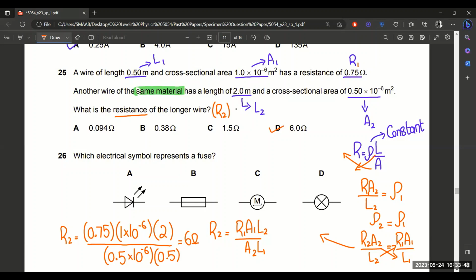So that is the complete calculation for question number 25. And question number 26, which electrical symbol represents a fuse? We just need to identify the symbol of a fuse, and the symbol of a fuse is like a resistor, but there is a straight line passing through the rectangle. So B is the right choice. That is the symbol of a fuse.